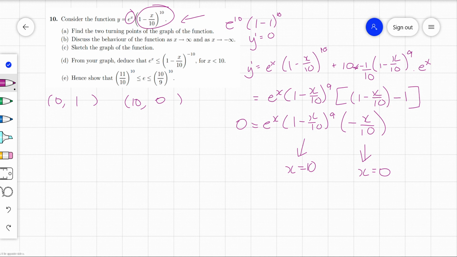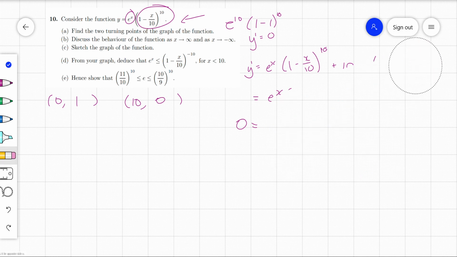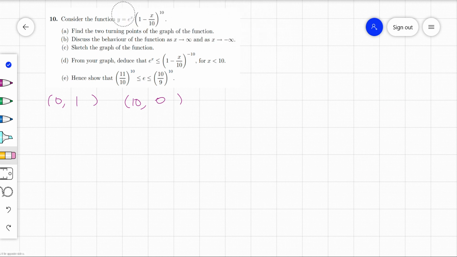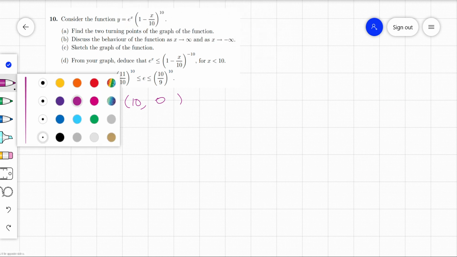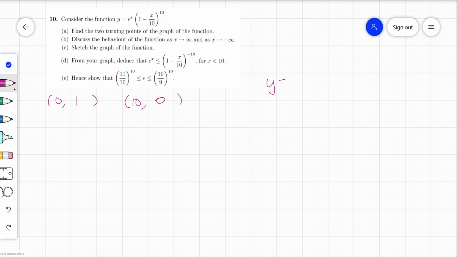So now it says discuss the behaviour of the function as x goes to plus and minus infinity. So let's go back to the function and have a look. So our function being e to the x, we know that as x goes to infinity, our e to the x will also go to positive infinity.